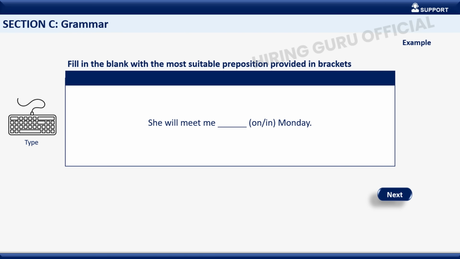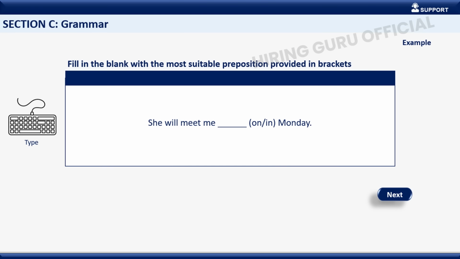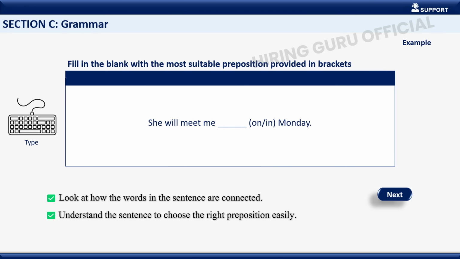Let me explain this through an example. So the question reads as, she will meet me dash Monday. As I said earlier, the first step is to understand the relation or connection between the words.